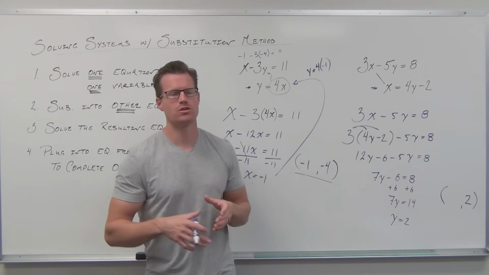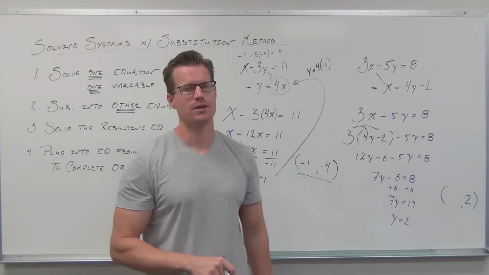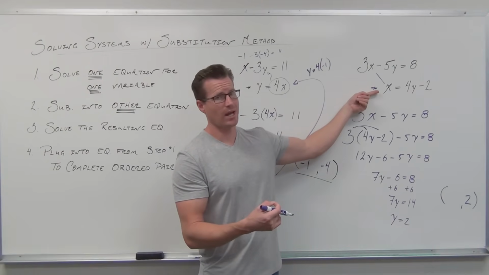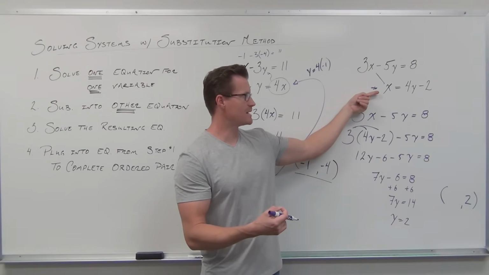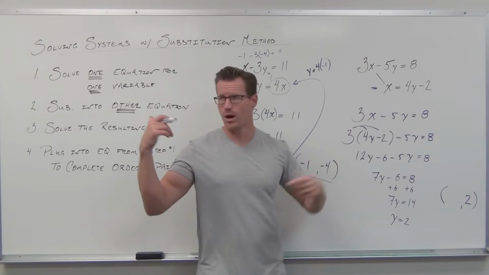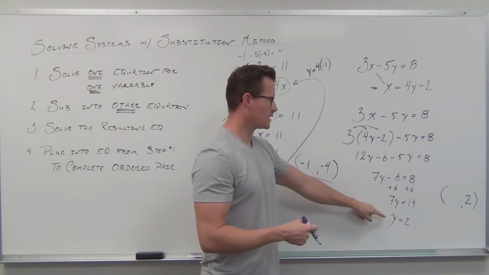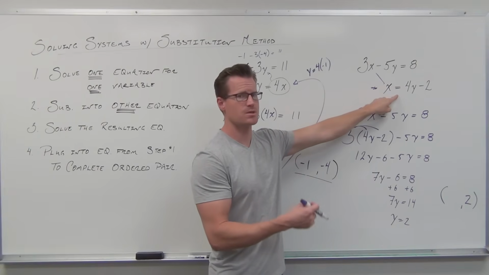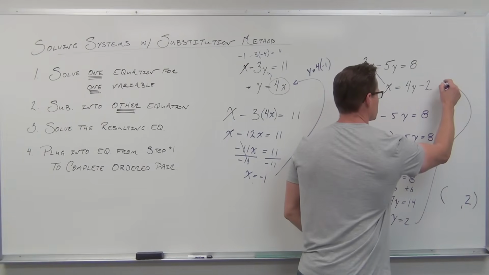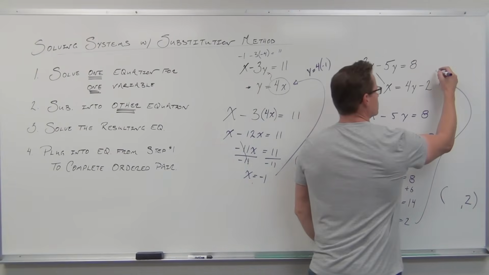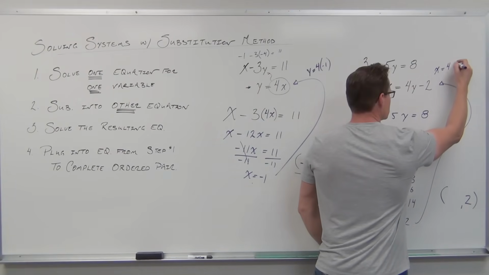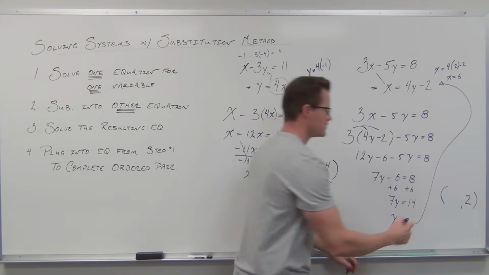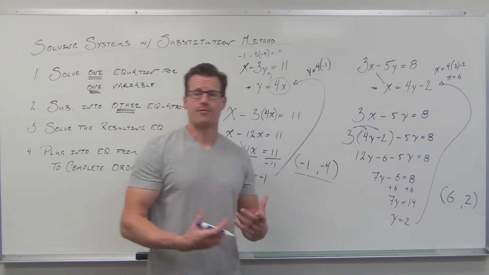What's great about substitution, the biggest pro about substitution method, is that whatever half of the point you're missing is given to you by whatever you substituted. So if you're missing x's, you're going to find it here. If you're missing y's, you're going to find it here. Basically, just plug in what you solved for into the equation you substituted. If you do, looks like 6 to me. We complete the other half of our point.